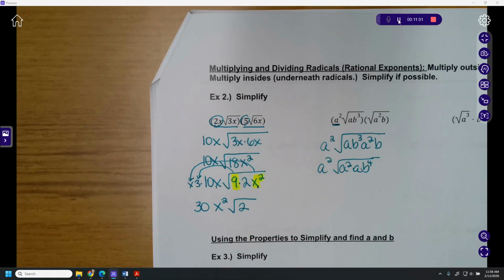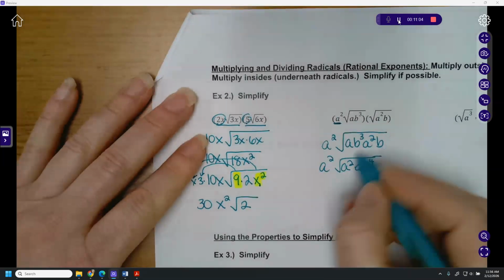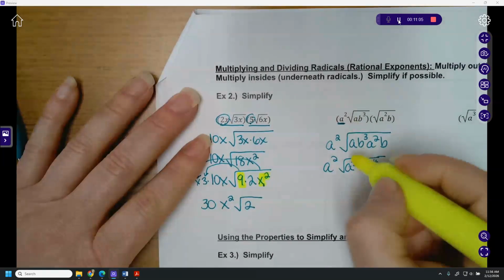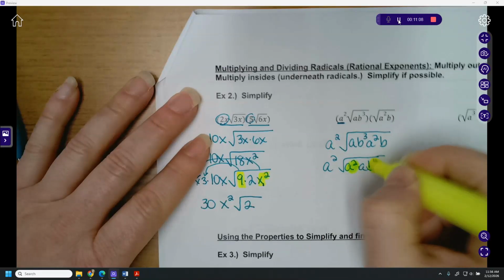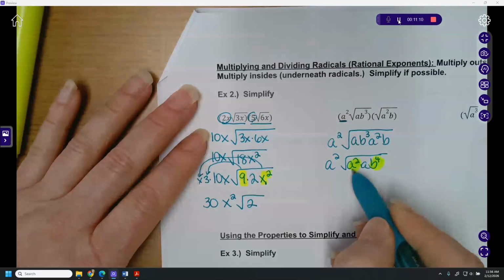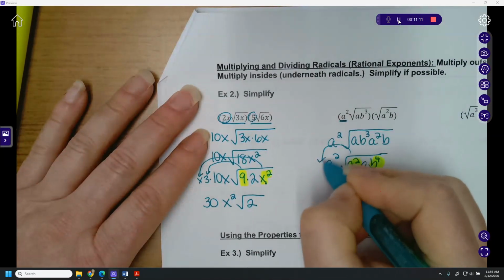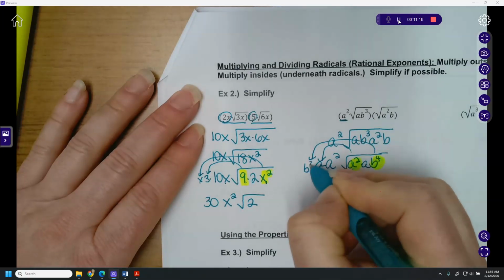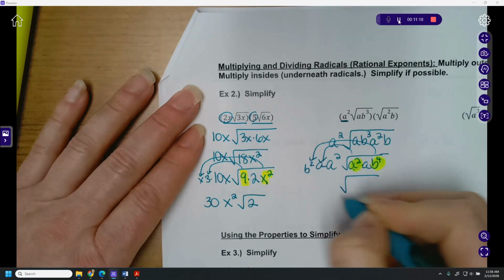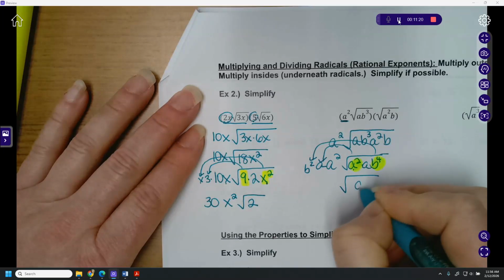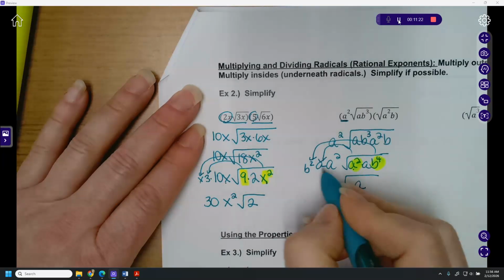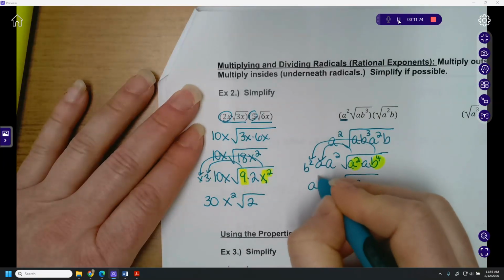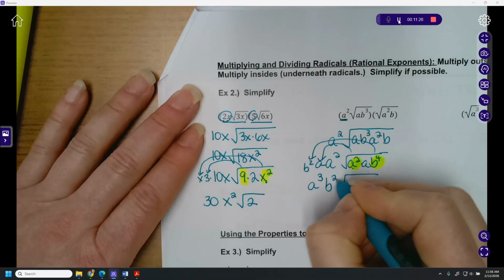So, all right, so I take out my perfect squares, which is my a squared and my b to the fourth. The square root of a squared is a, so that's going to come out here. And the square root of b to the fourth is b squared. So underneath my radical then, since those are gone, I have the square root of a. And I have a times a squared is a cubed. And then I have b squared.